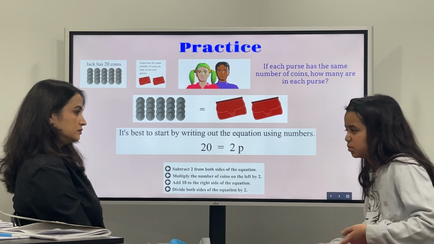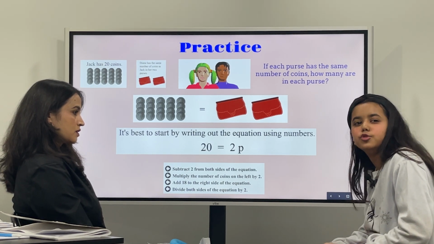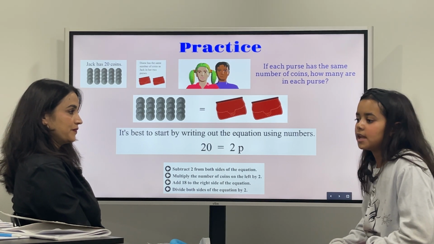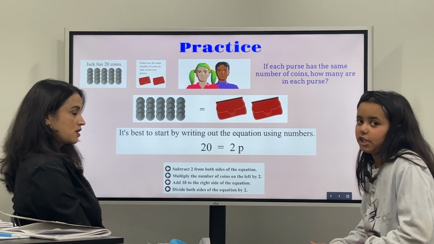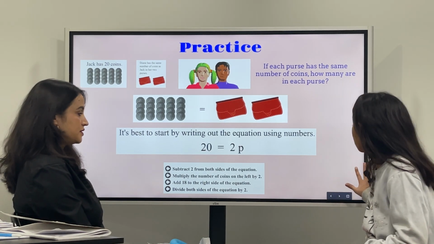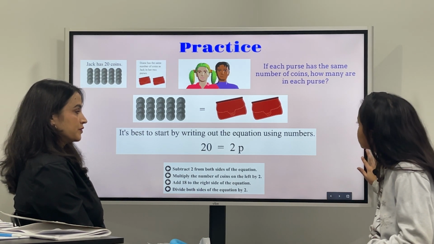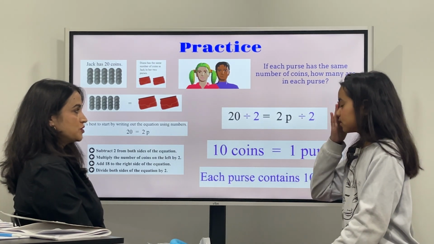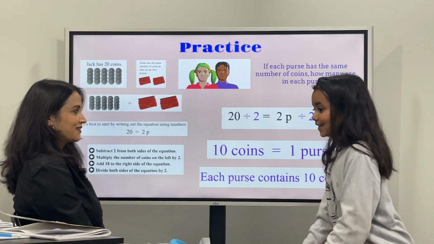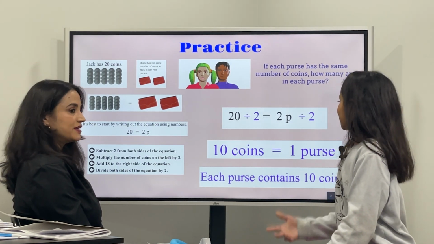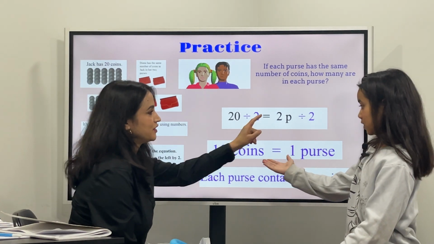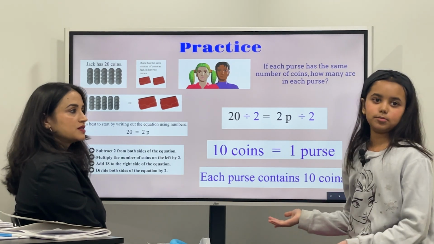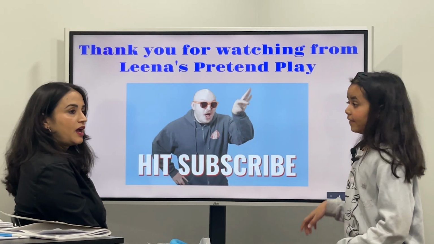I think it's the last one, because we need to divide by 2. So 10, because 10 times 2 is 20. So that division will work here. You have to divide by what? 2, exactly. So 10 coins in one purse. Each purse contains 10 coins. That's the exact thing.